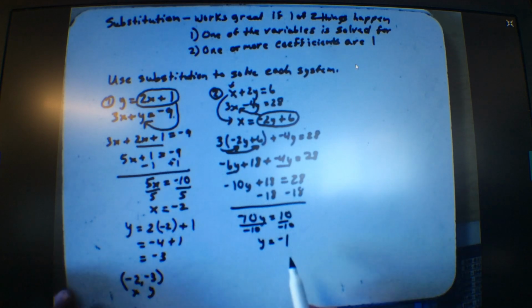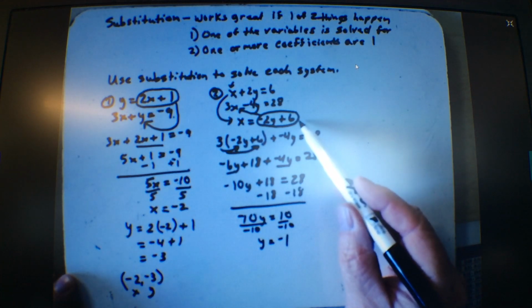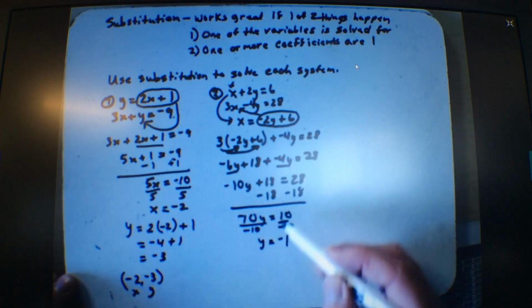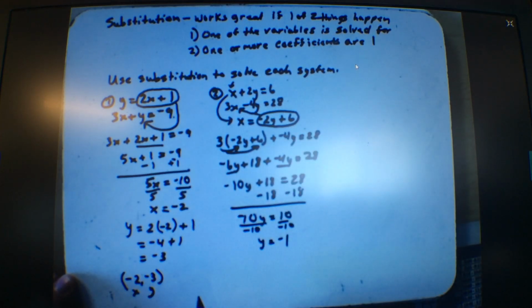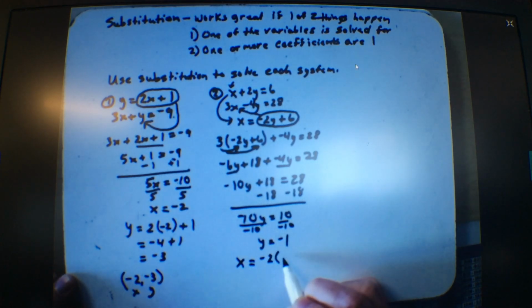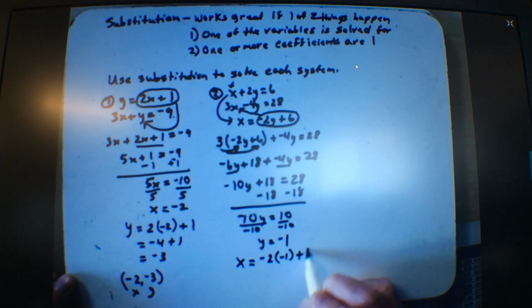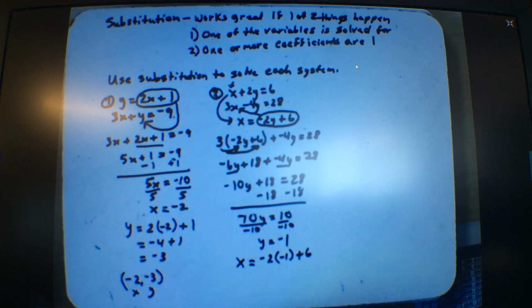So now I'm going to put that back in, and I've conveniently circled where I'm going to put it in. Do you see why I have you circle it? There's a lot of work here, right? I could get really confused about where to put it in, right? So now I'm going to put it into x equals negative 2 times negative 1 plus 6. Does everybody understand how I did that?